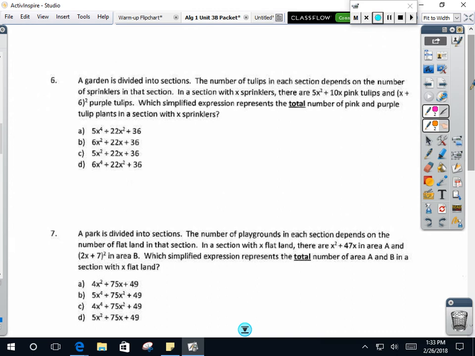Okay, a garden is divided into sections. The number of tulips in each section depends on the number of sprinklers in that section. In a section with x sprinklers, there are 5x squared plus 10x pink tulips. And there are x plus 6 squared purple tulips. Which simplified expression represents the total number of pink and purple tulip plants in a section with x sprinklers?